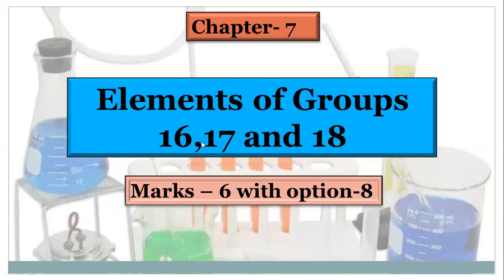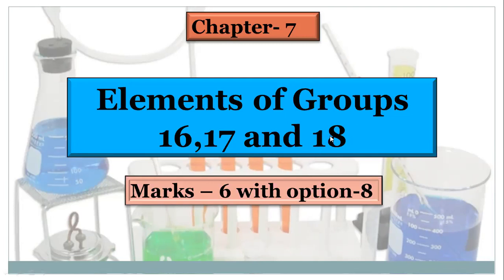These are actually the p block. The p block starts from group 13 and ends with group 18. But in 11th standard, we already learned groups 13, 14, and 15, that is, the boron family, carbon family, and nitrogen family. It is already discussed in 11th standard. So the remaining, 16 is the oxygen family, 17 is the halogen family, and 18 is the inert gases or noble gases.